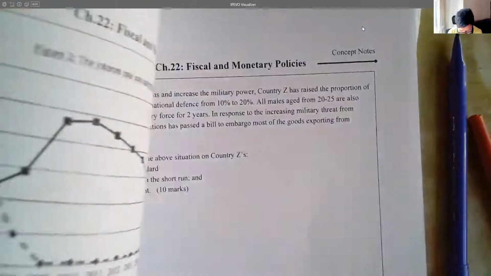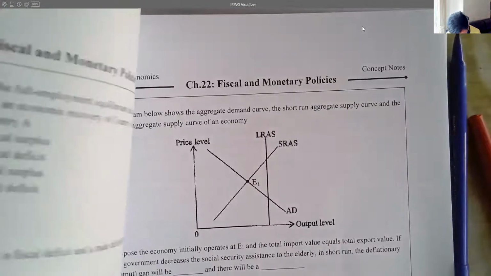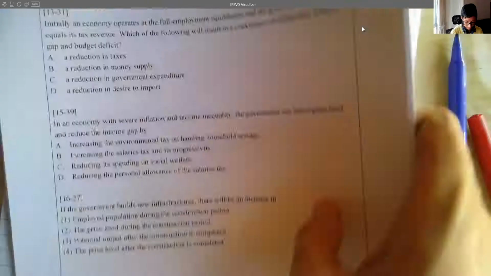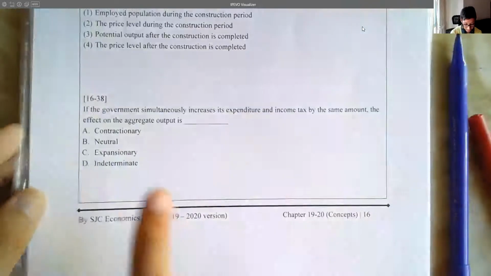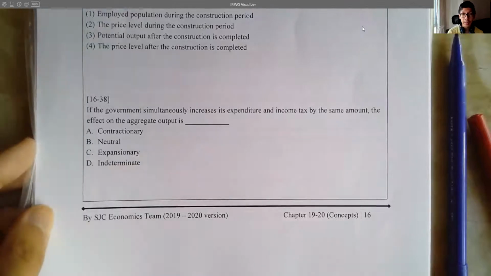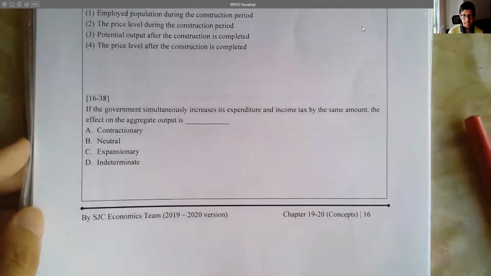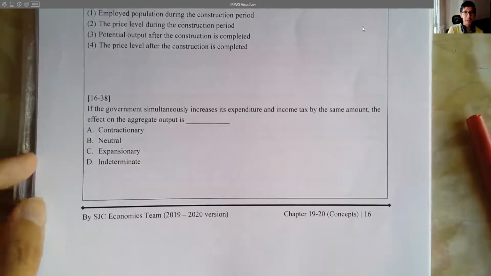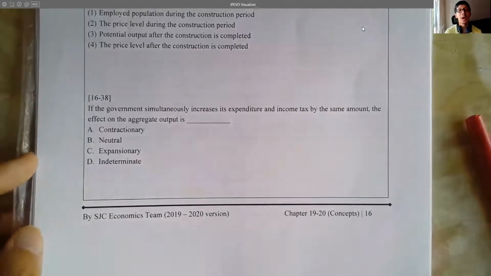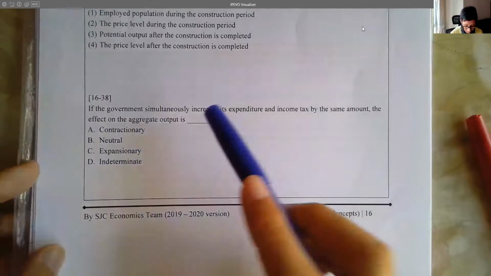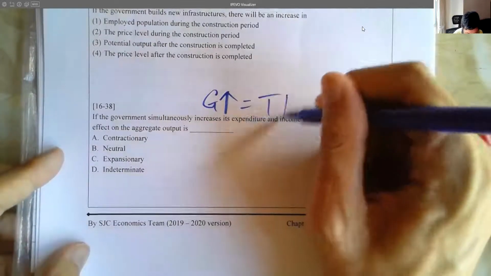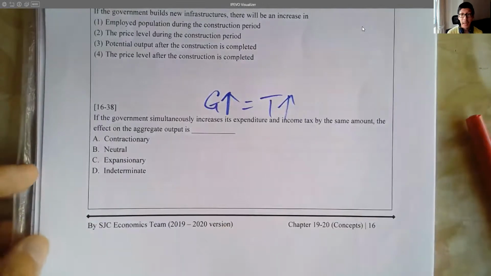Okay, one example. Now, let's go to page 16. Page 16 of your notes. Let's look at 2016. This question. Now, this question, let me remind you, is a deleted question, but not because the answer is wrong, but only because EAA being very stupid, they mess up the answer. Okay? Now, if the government simultaneously increase expenditure, meaning the increase in G equals to the increase in T, taxable income tax, by the same amount.